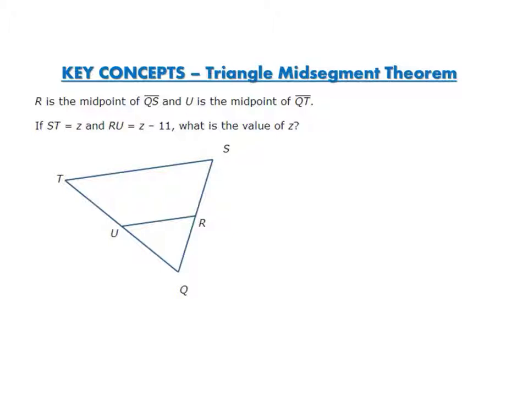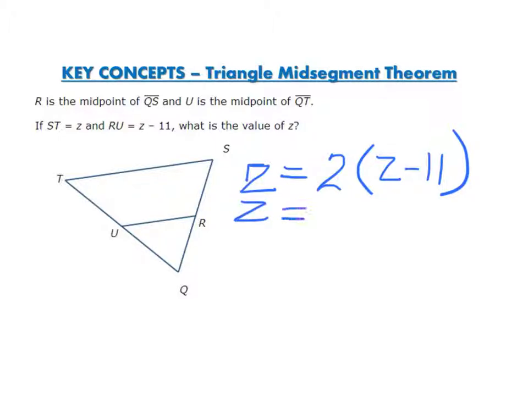The next problem, R is the midpoint of QS, and U is the midpoint of QT. If ST equals Z and RU equals Z minus 11, what is the value of Z? Now I know that RU is the smaller one, and this is twice as big. So I need to take Z and set it equal to 2 times Z minus 11. Because Z minus 11 needs to be twice as big to be equal to Z.